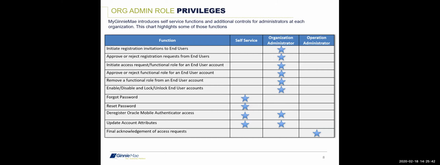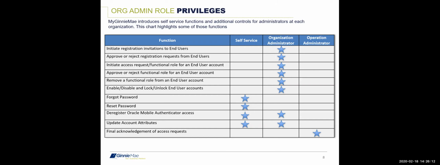Now, you'll see in that far right column, it's the operations administrator that does what we call final acknowledgement or finalization of those access requests. So when you go to establish a new user account and add functional roles, or if it's an existing user account and you add functional roles, those roles are finalized by the operations administrator at the Bank of New York Mellon on behalf of Ginnie Mae. You will also see that is the only star that they have in their column.